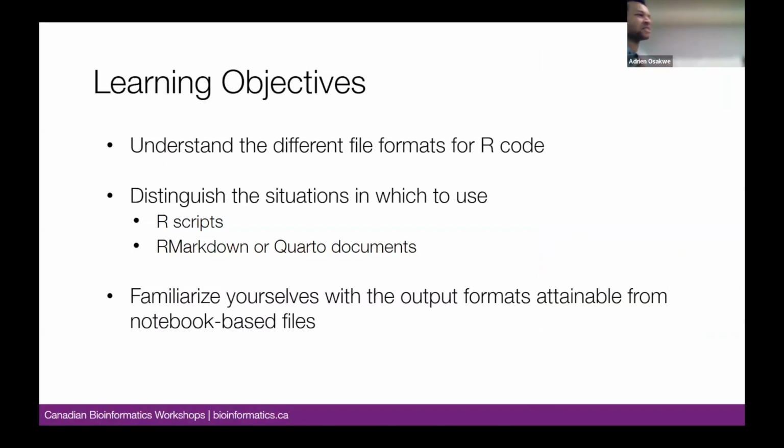You may have noticed during some of the different modules that the files you're using had different extensions, and when you open them, they look slightly different. You were looking at code in both cases, but some of them have a lot more than code going on. So we're going to focus on understanding the different file formats that come with this code, and figuring out the situations in which you should make use of them. In particular, when should I make use of an R script? And in what situations is working with Rmarkdown or Quarto a lot more pertinent to what you're doing? At the end, you'll be able to familiarize yourselves with these outputs and the different formats you can get from these notebook-based files.